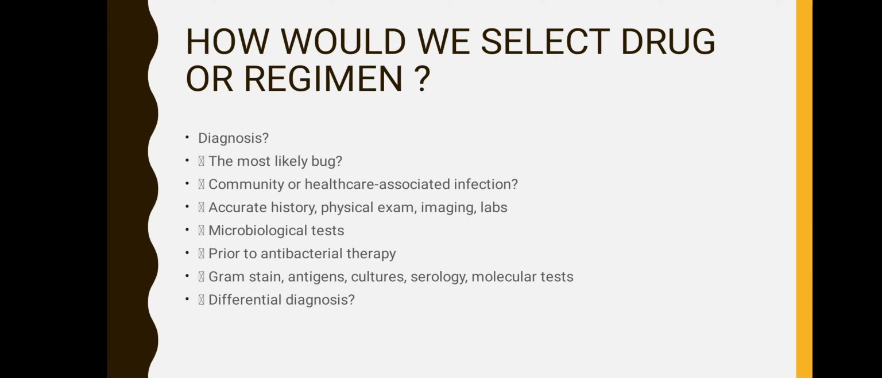How would we select the drug or regimen? On the basis of proper diagnosis: the most likely bug, or we can say the most likely microbe, community or healthcare associated infection, accurate history, physical examination, imaging, labs, microbiological tests. Gram stain is the test we should perform before initiating the therapy, then differential diagnosis. After that, we should start our rational therapy. I say rational therapy because empiric therapies start before the differential diagnosis or the proper diagnosis.